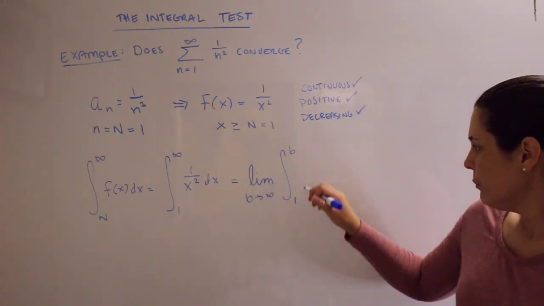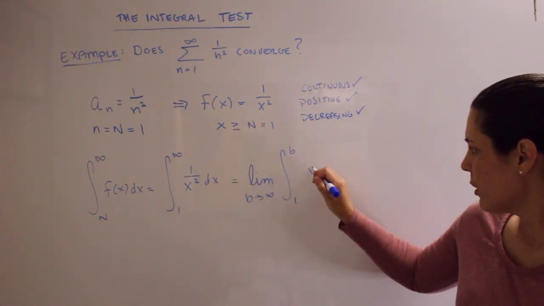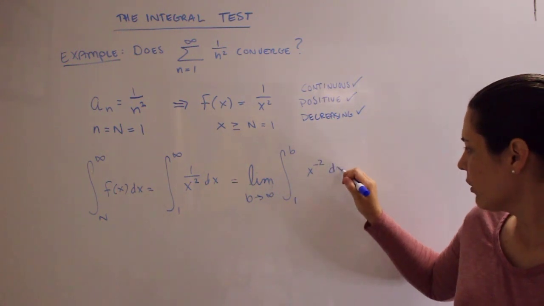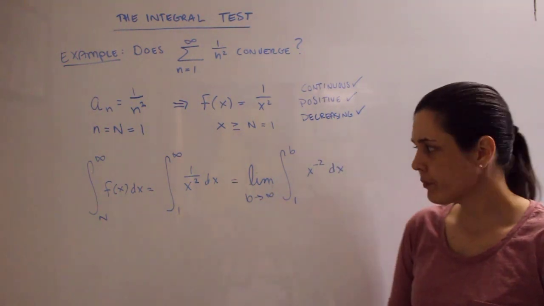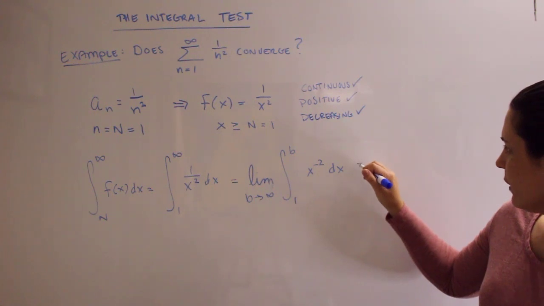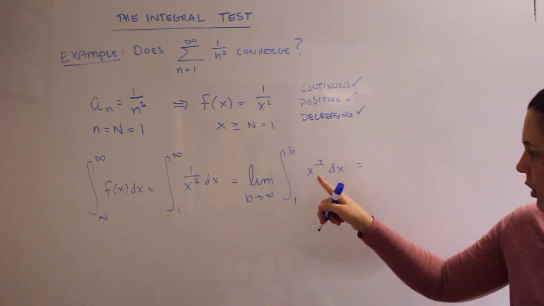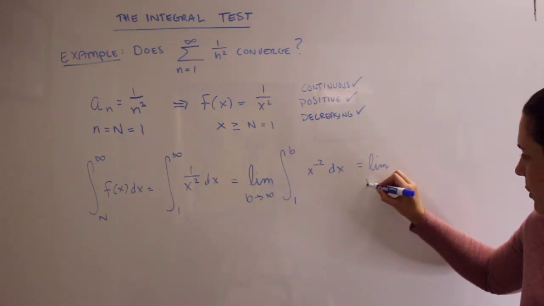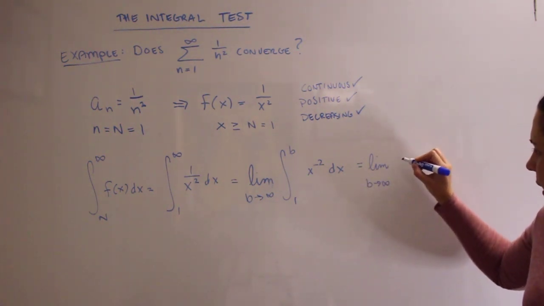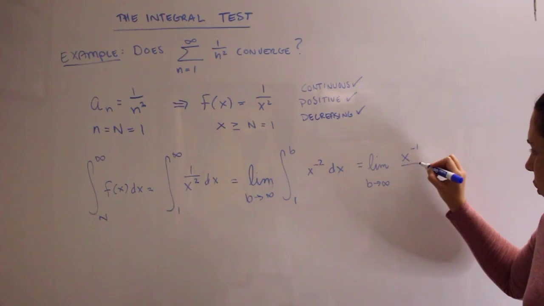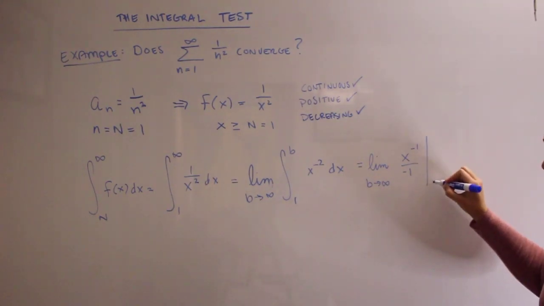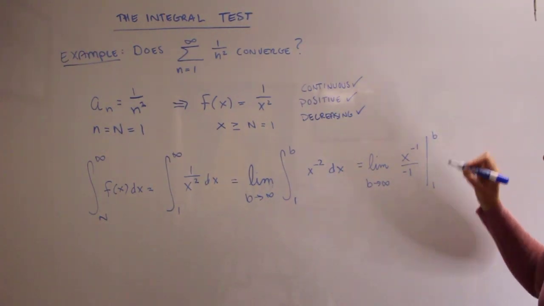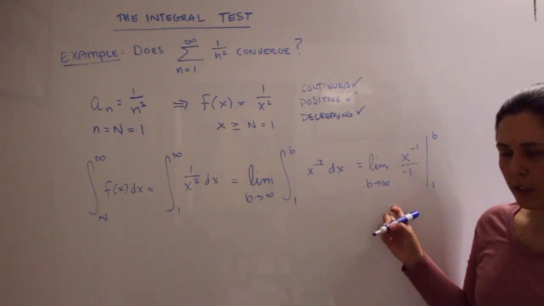We're still starting at 1, and I'm going to go ahead and save some time and just jump into the next step where I rewrite this integrand with a negative exponent. And then let's keep going. So using our power rule for integration, let's keep this limit in the front. Limit as b goes to infinity. This is going to be x to the negative 1 over negative 1, evaluated from 1 to b. Okay, let's keep going. Let's rewrite this.